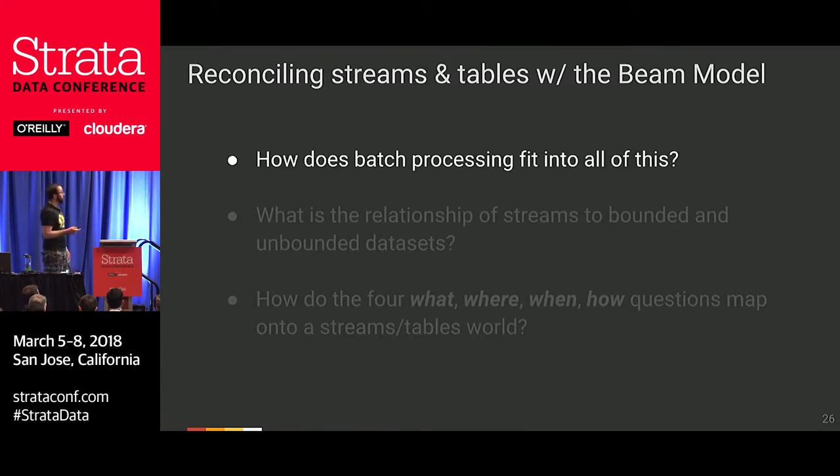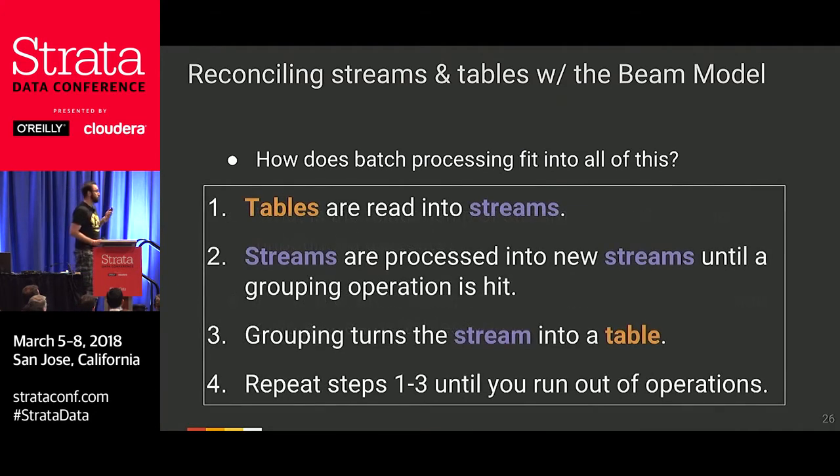So at this point, we can probably answer those first two questions. So how does batch processing fit into all of this? Well, tables are read into streams. Streams are processed into new streams until a grouping operation is hit. Grouping turns that stream back into a table, and then you repeat steps 1 through 3 until you run out of operations. In the case of MapReduce, you basically do this twice and call it a day.